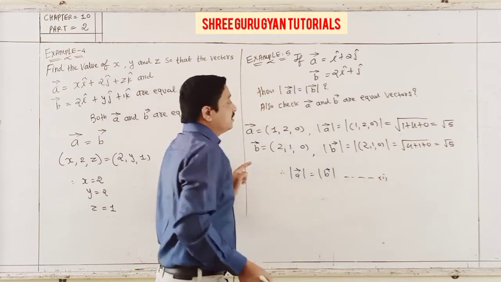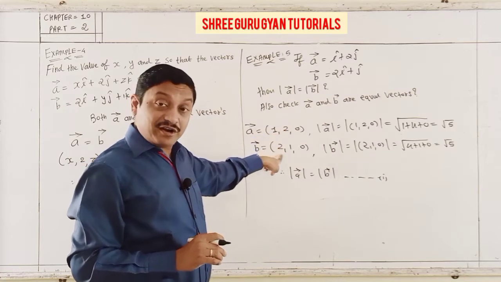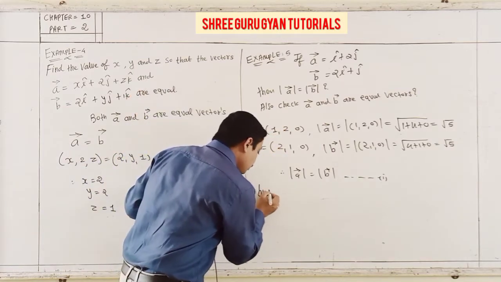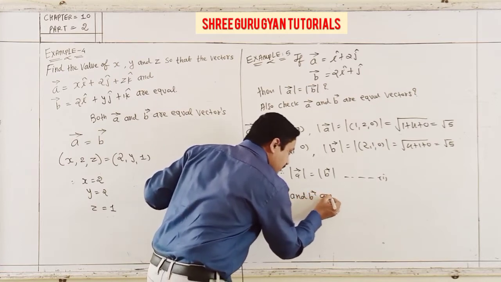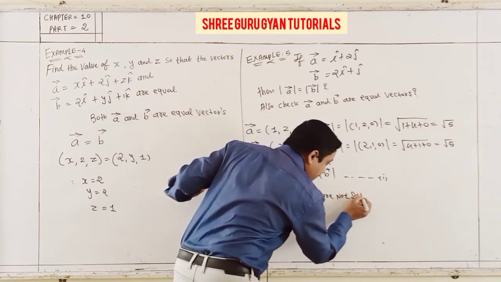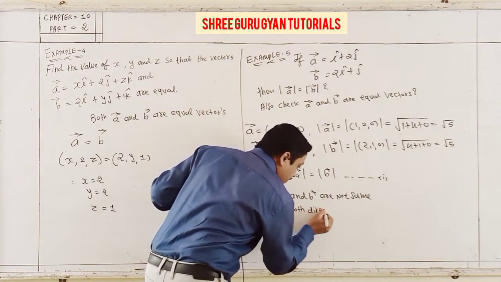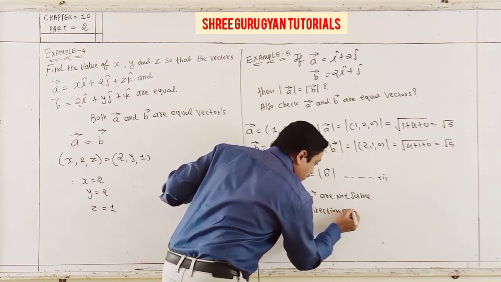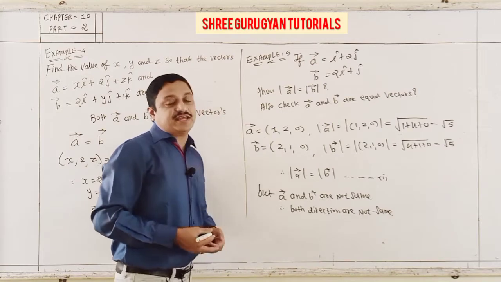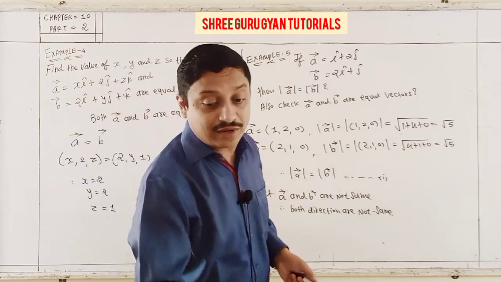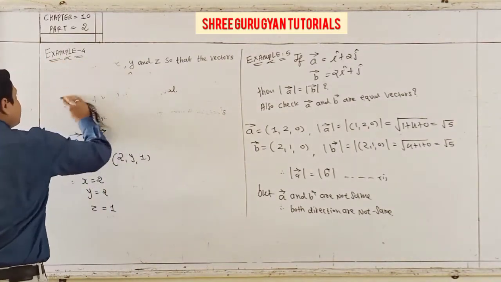But check here, they are also asking whether they are equal vectors. So no, because the directions are different. a and b are not the same because both directions are not the same. That's why we can say a and b are not equal. Yes. So lastly, I am going to example number 6.